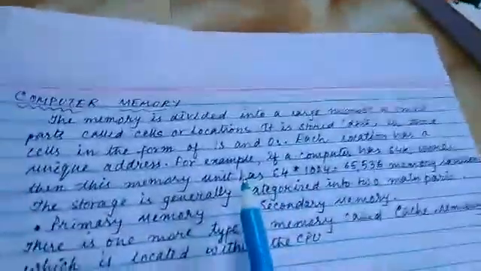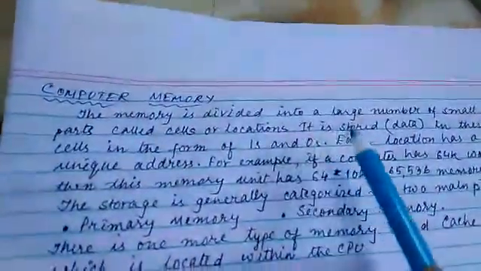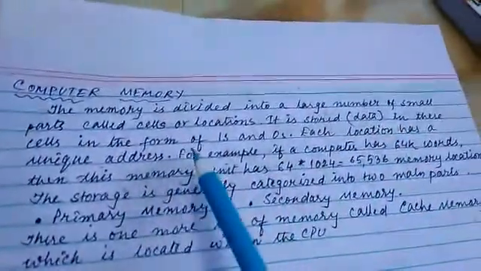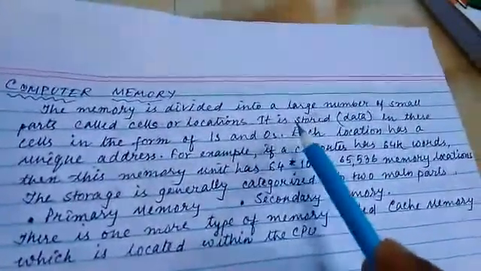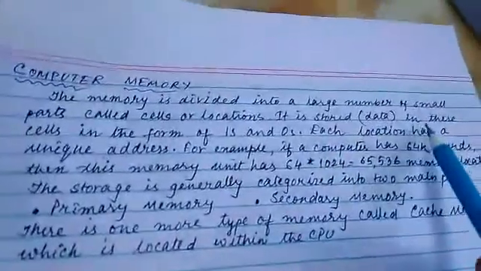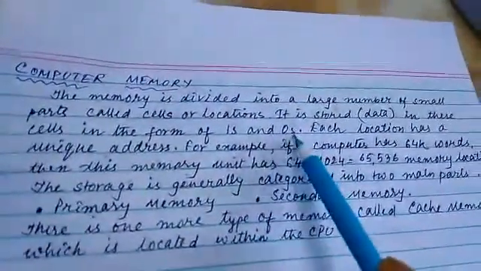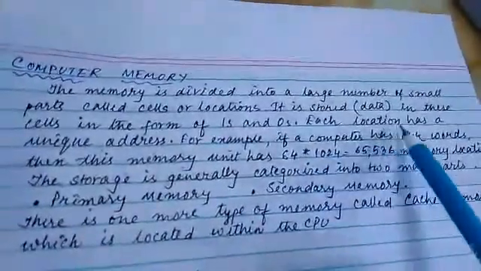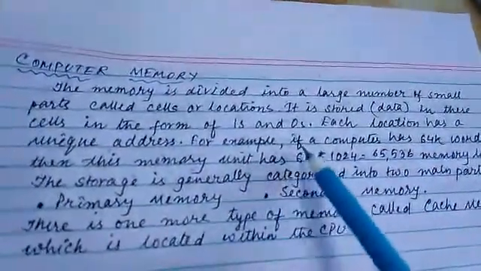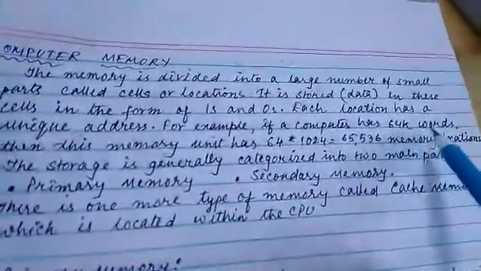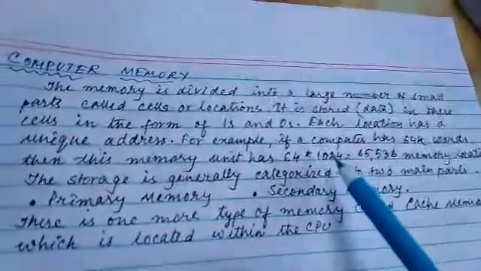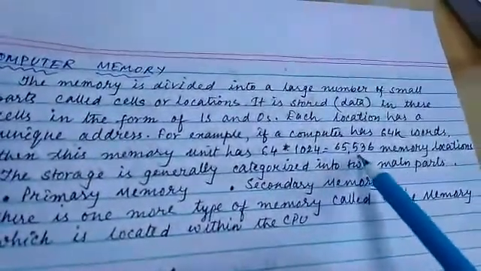Next is the very important part of a computer, computer memory. The memory is divided into a large number of small parts called cells or locations. It stores data in these cells in the form of ones and zeros. Each location has a unique address. For example, if a computer has 64K words, then this memory unit has 64 into 1024, that is 65536 memory locations.